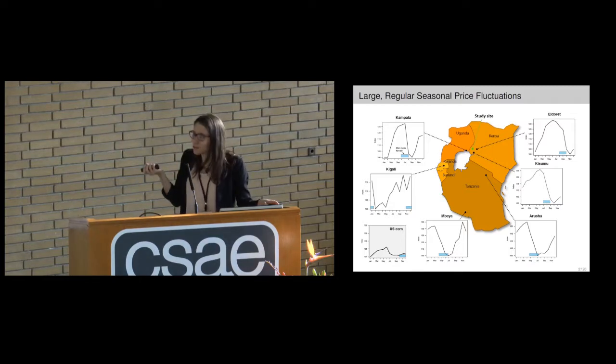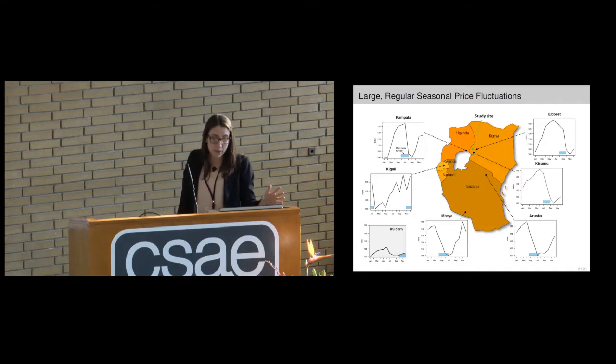So these fluctuations are large. They're about 25 to 40% on average. Just as a point of comparison, in U.S. corn markets, you see down here on the lower left, prices fluctuate over the season by only about 5% in the U.S. So these are quite large in comparison.